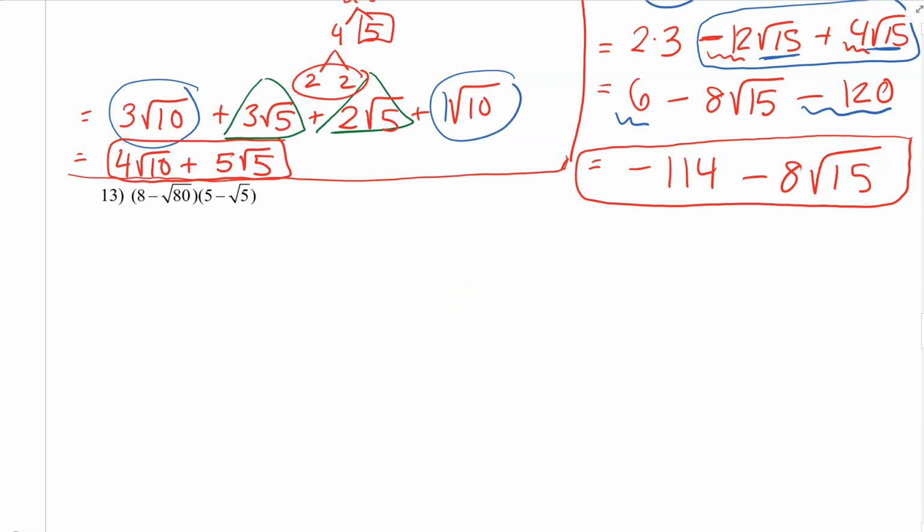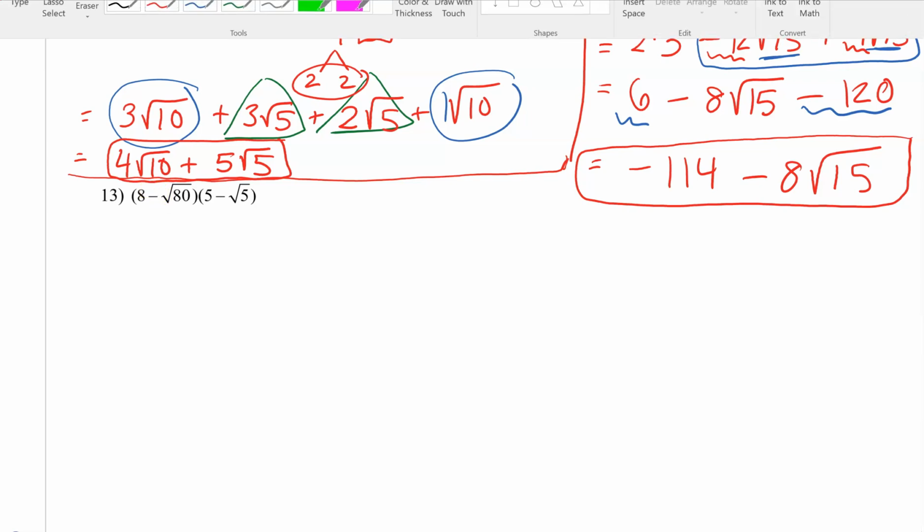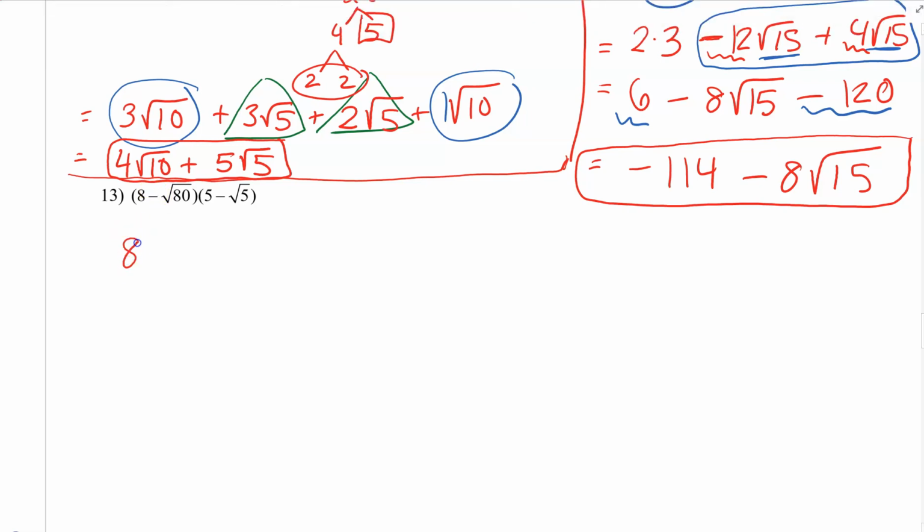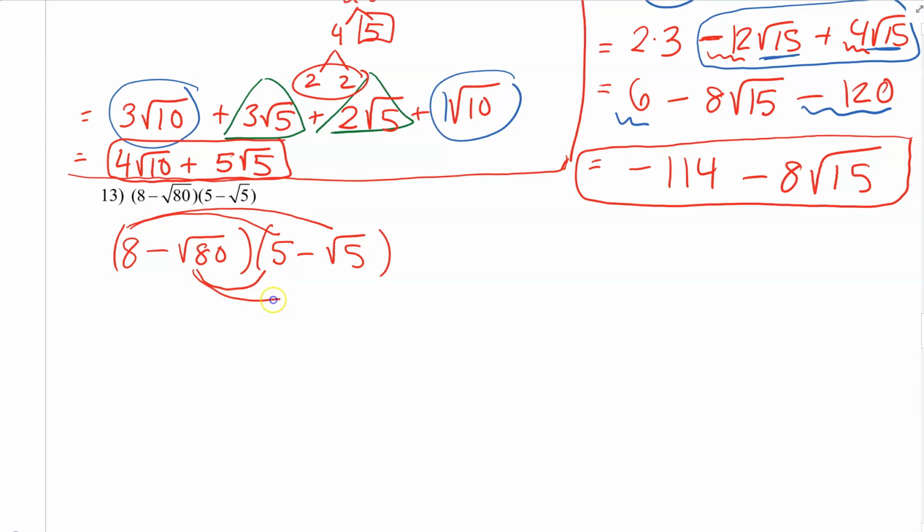Lastly, with number 13, again, we're going to start by foiling. Let me rewrite it so we can actually see what we're doing. So I have 8 minus the square root of 80 times 5 minus the square root of 5. So I'll do 8 times 5, and then 8 times the negative square root of 5, negative square root of 80 times 5, and negative square root of 80 times negative square root of 5.